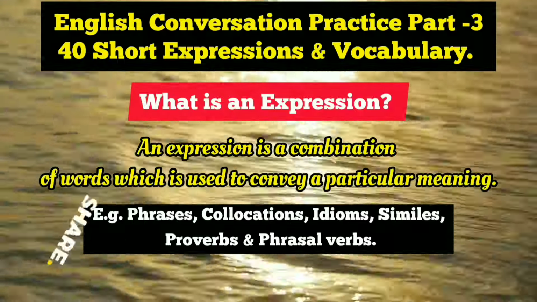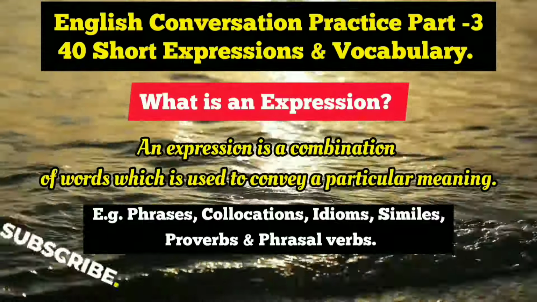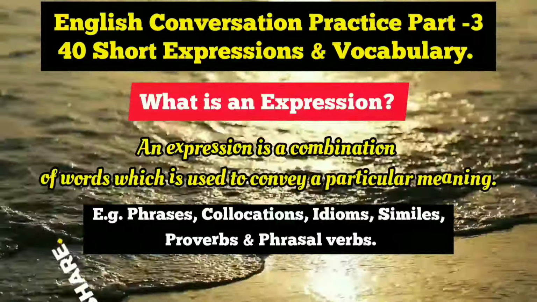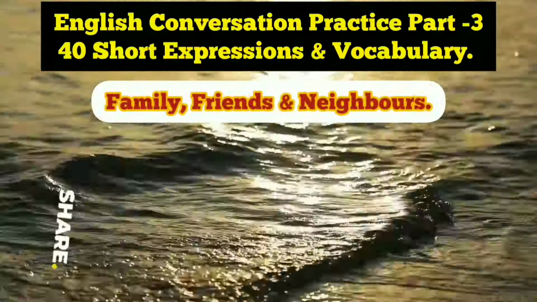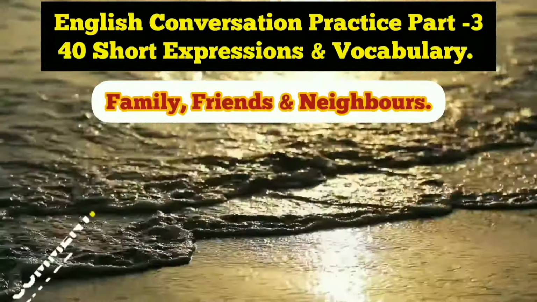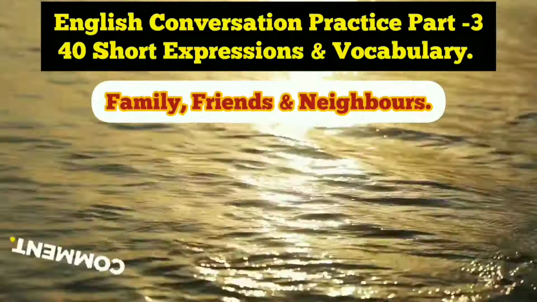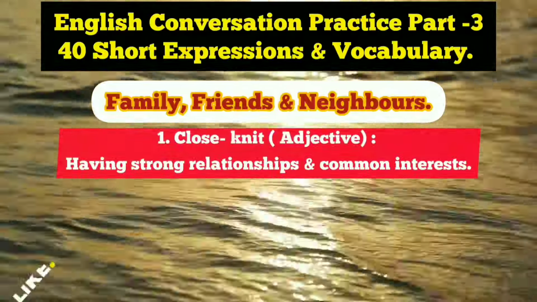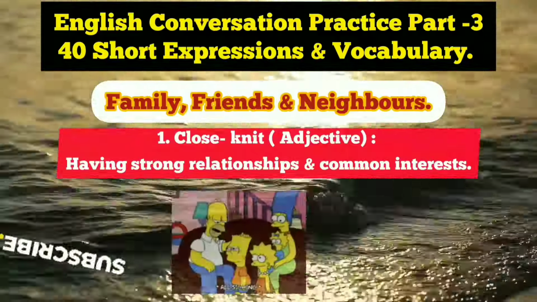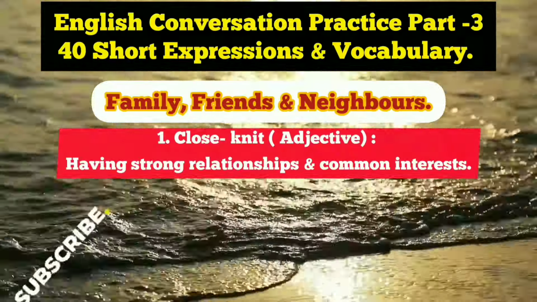So up next we are going to see 40 short expressions and vocabulary for your everyday English conversation. As you see friends, at first I'm going to discuss some expressions and vocabulary related to family, friends and neighbors. So the first one, as you see on your screen, is close knit. I'm quite sure you can see it's close knit, and let me explain. Close knit means having strong relationships and common interests. It's called close knit. We can use it like this way.